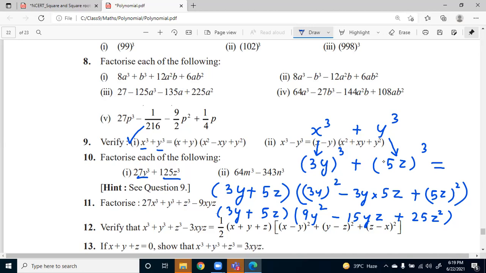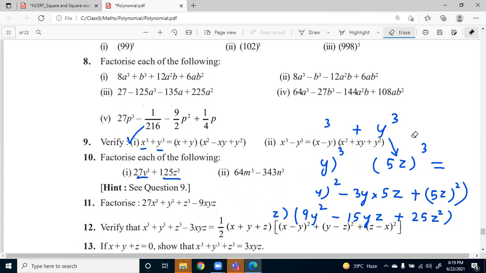Can we move to the next one if you are ready? Do you have any doubt? Should I explain it again? No. Okay, so let's move to the second part of question number 10.